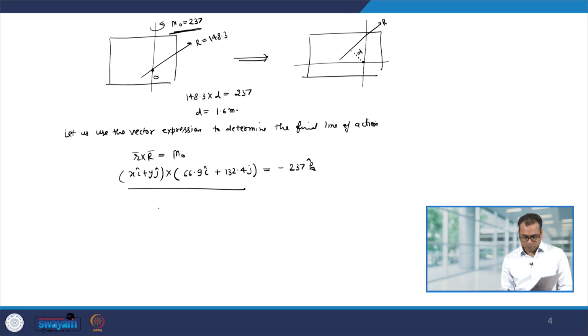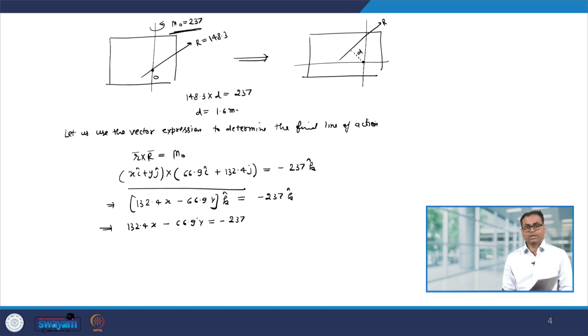Now, this is a vector product and it can be found out. So, it will be 132.4 x minus 66.9 y k cap, and this should be equal to minus 237 k cap. Therefore, 132.4 x minus 66.9 y should give you minus 237, and this is the final line of action equation of the force.